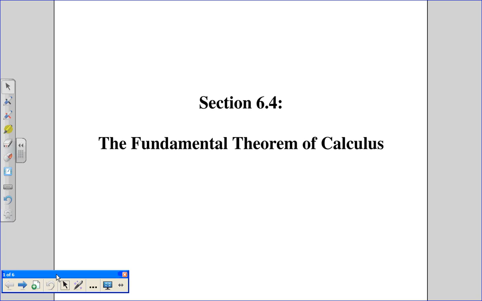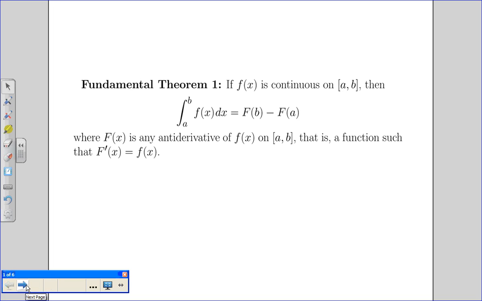In this next section, we're going to be looking at the fundamental theorem of calculus. What this is going to allow us to do is calculate the area under the curve using an integral, and it's going to allow us to solve integrals with numbers in them. Now, the fundamental theorem is essentially the following.